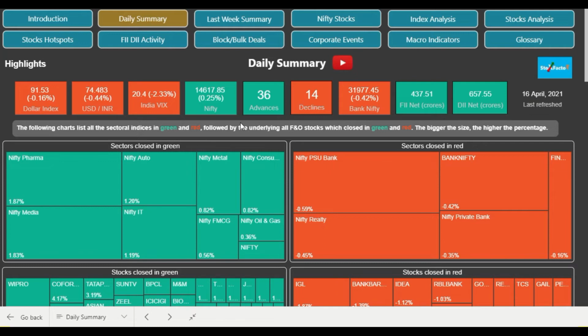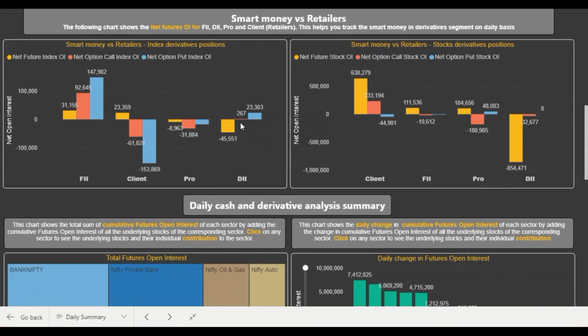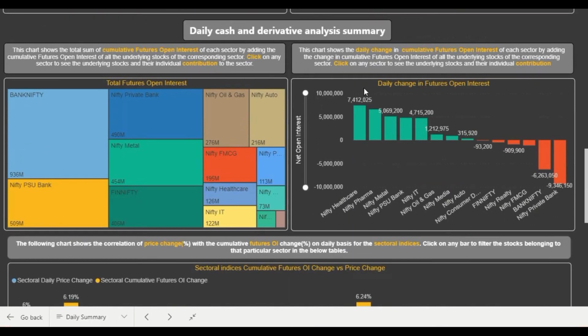Now how do you filter the leading stock of a particular sector, once you have found that this sector has gained momentum? As you can see, there are two charts available in our dashboard. The first one is the daily change in futures open interest, right? This is based on the sector. Now friends, this is the last trading day snapshot, and you can see that maximum long positions, or overall long positions, were made in this sector. So the healthcare sector as of now is leading among all the sectors.